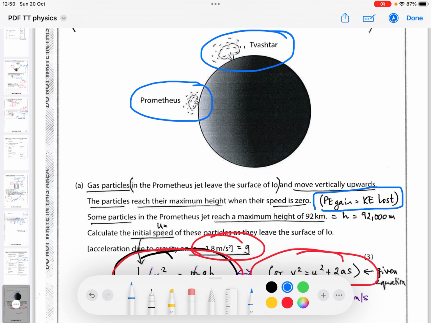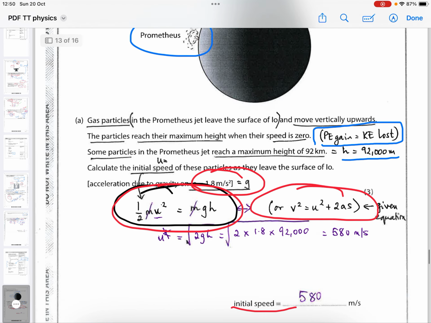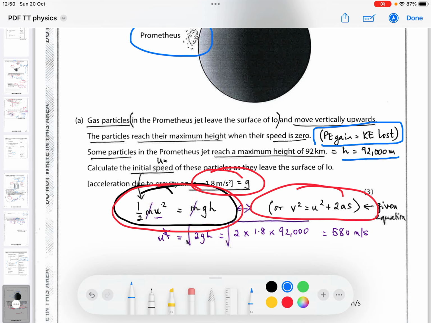It says some particles in Prometheus jet reach a maximum height of 92 kilometers. You've got to put it in meters, so 92,000 meters. So I think this is a good energy transfer question, which is again why I told you to revise energy when you're doing this topic. Calculate the initial speed of these particles. You can use the equation they give you, which is v² = u² + 2as. They want you to work out the initial speed, which is u, in this equation, the one with the blue arrow by it, of these particles as they leave the surface of Io.